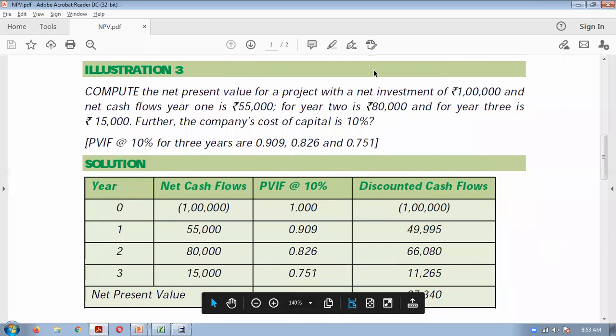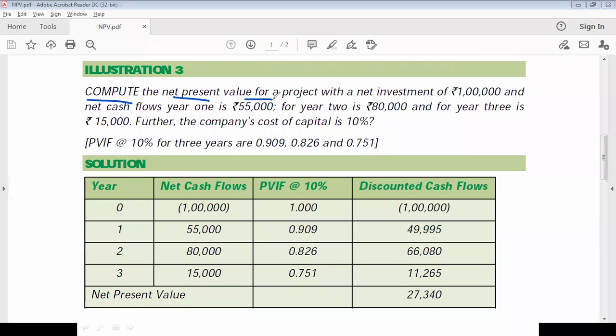See, read this illustration. A simple illustration on NPV. Compute the net present value of a project with a net investment of 1 lakh. So the initial investment is 1 lakh and net cash inflows are 55,000 in the first year, 80,000 in the second year, and 15,000 in the third year. So 3 years are there, and the company's cost of capital is 10%. This is the discounting factor or discounting rate. All the details are given. We have to calculate the NPV.